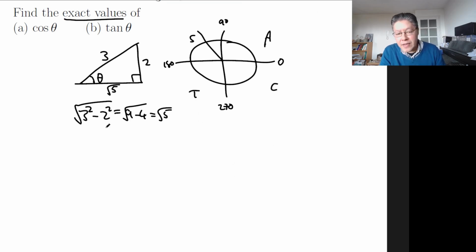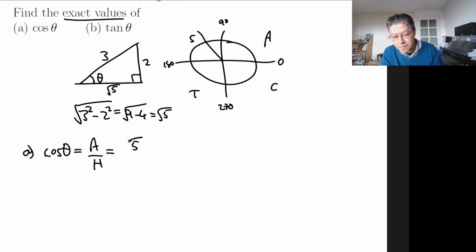Okay, so now that we've got the triangle and cast diagram, we can now answer the question. So part A, we want cos theta. Now cos is adjacent over hypotenuse, so we can get adjacent, which is root 5, over the hypotenuse, which is 3. So that's the triangle bit to get the number. Now we need the cast diagram to work out whether it's a plus or minus. Now cos is only positive in the fourth quadrant, it's negative in this quadrant, so it's going to be negative.